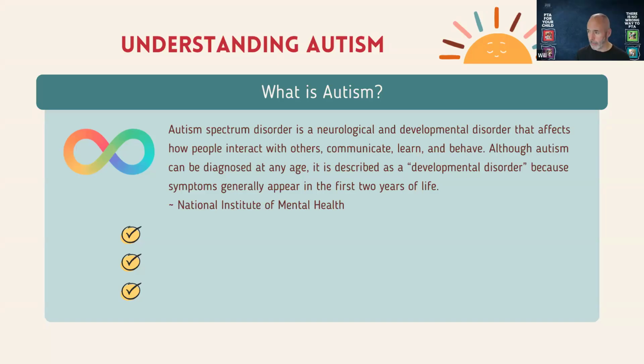So to zero in, if we look at the National Institute of Mental Health, autism spectrum disorder is a neurological and developmental disorder that affects how people interact with others, communicate, learn, and behave. It goes on to say it can be diagnosed at any age. We are seeing adults, well into their adulthood, getting that diagnosis, going, oh, I knew something was maybe different, or I suspected, or I didn't know, and here we are. But it is considered a developmental disorder because typically we're seeing these symptoms happen in the first 2 years of life.